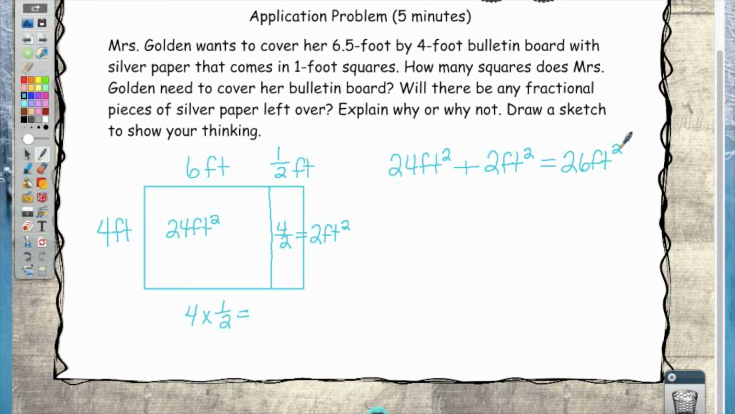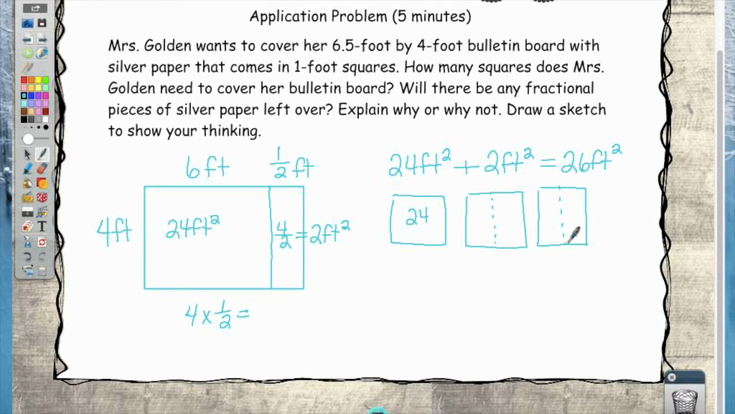26 squares. The only problem is 24 of them are going to be whole. And then the last 2, so 24 of them are going to be 1 foot squares. The last 2, oh, that was bad. Pretend that's a square. What does she have to do with them? Cut them in half, right?